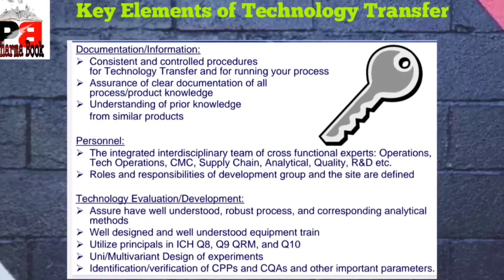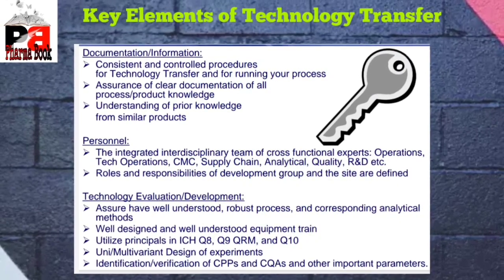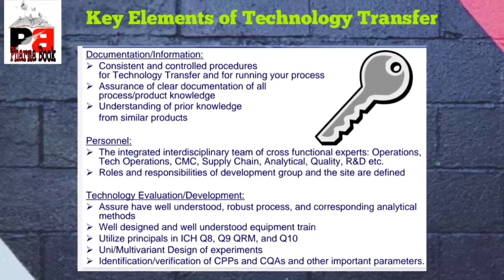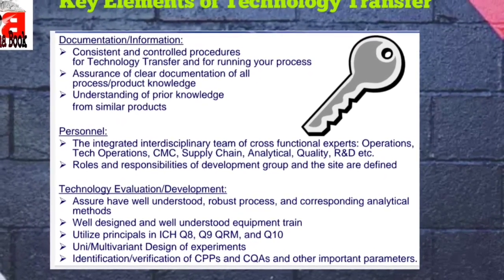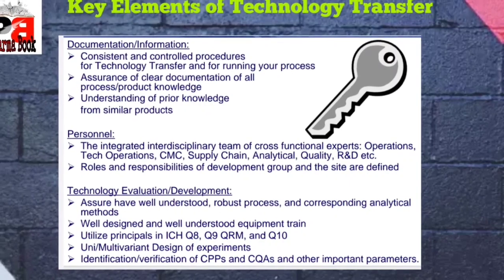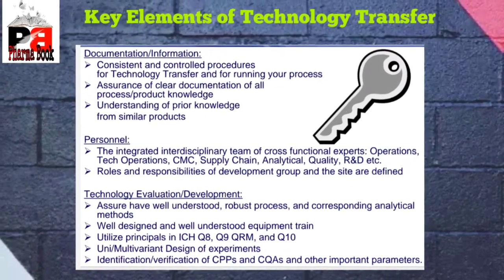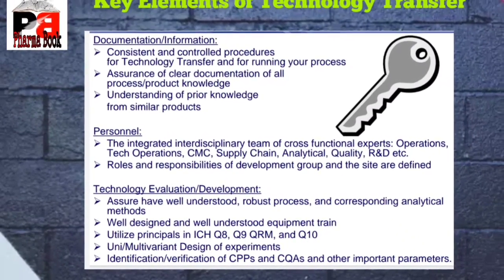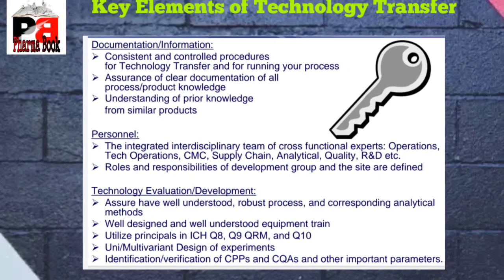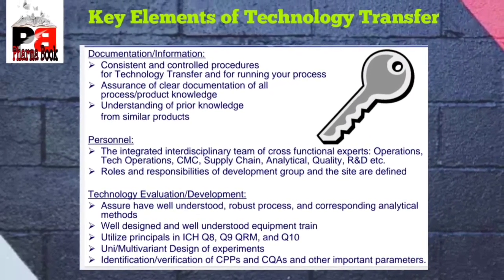In the technology evolution, ensure the process robustness and corresponding analytical method validations, design and understand the equipment train, and utilize the principles in ICH Q8, Q9, QRM and Q10. Identify the critical process parameters, critical control attributes and other important parameters in the tech pack.